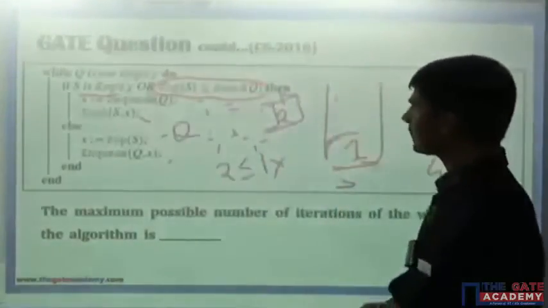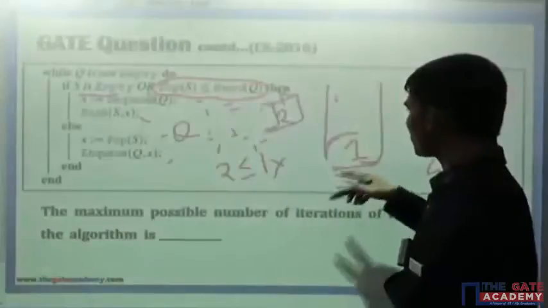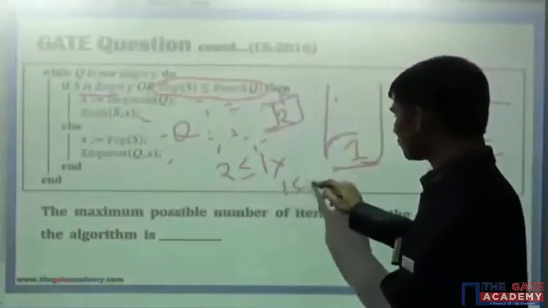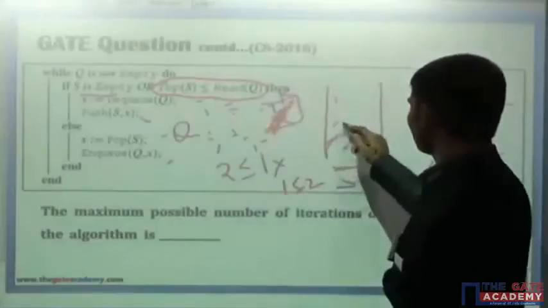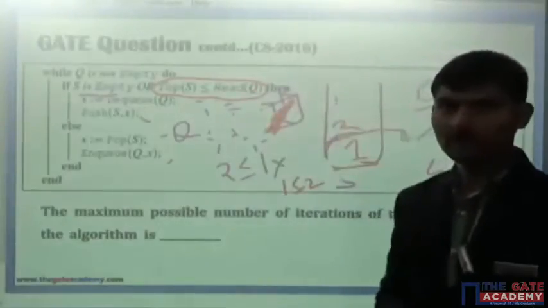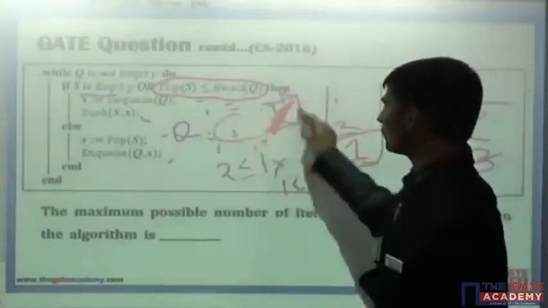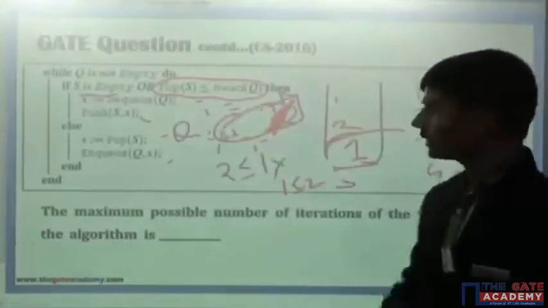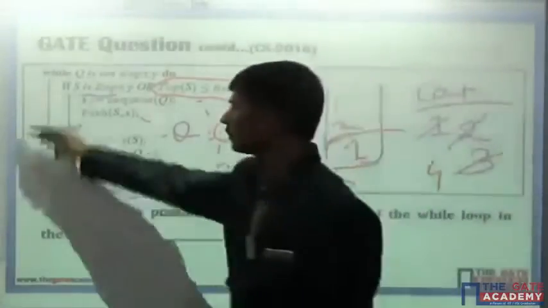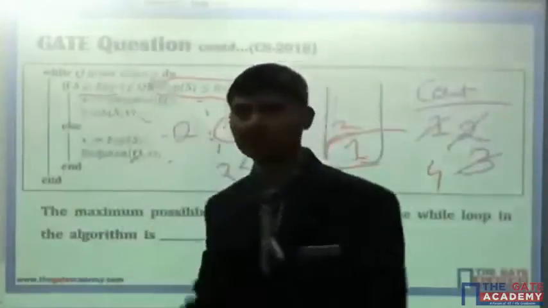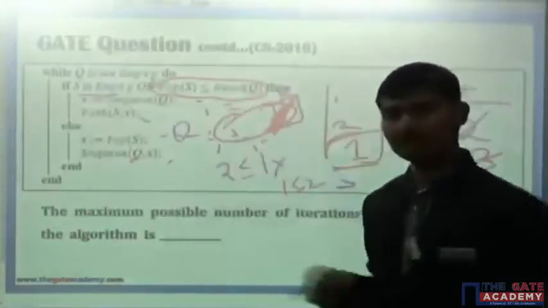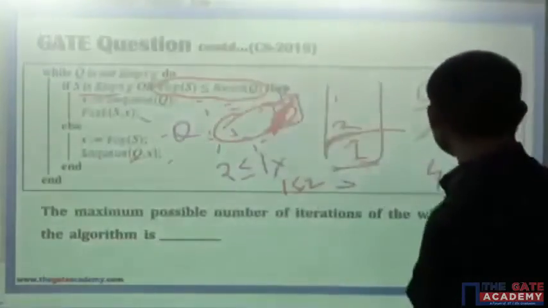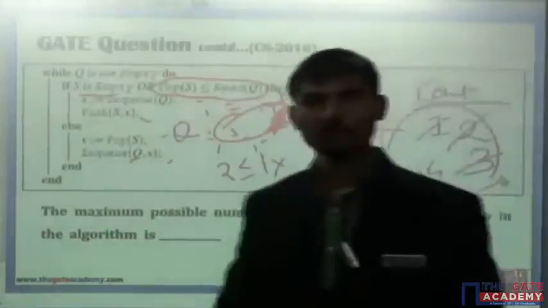If top of S is less than or equal to head of Q, that means 1 less than or equal to 2. Yes, the condition is true. Then you will delete the same element and push it to the stack. This time the queue becomes empty, and when the control again goes back, while Q is not empty, the condition is false and you stop. So you see that if there are 2 elements, this while loop executes 4 times. 1, 2, 3, 4.